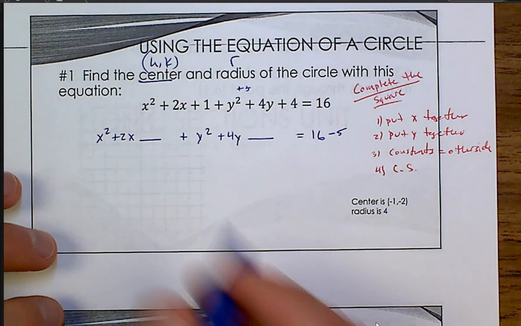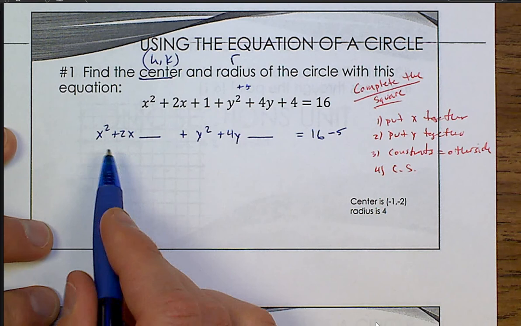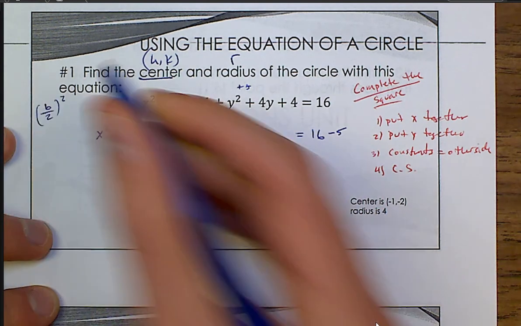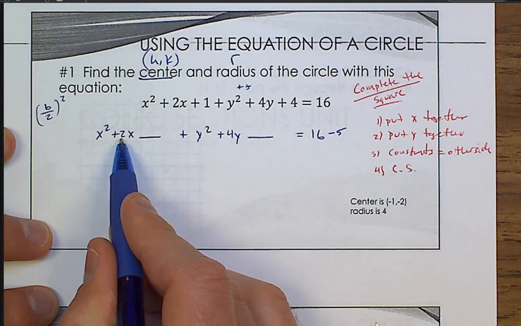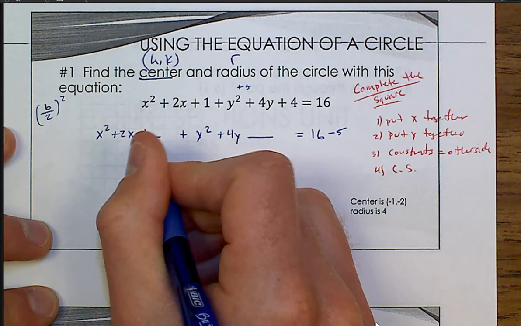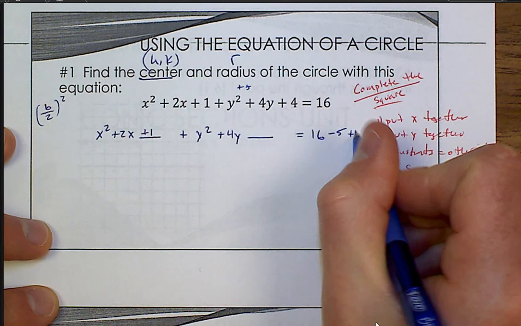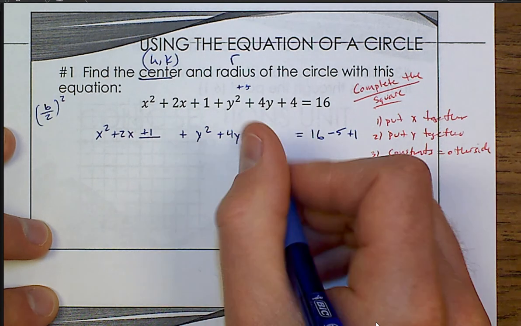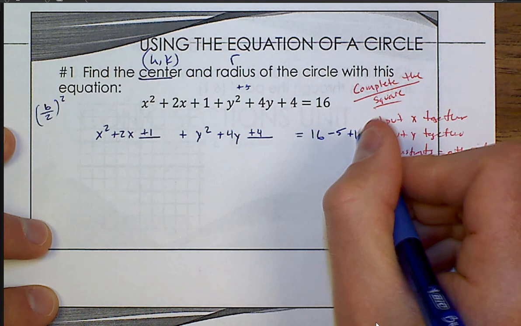So now let's complete the square. How do we do that? Well, half of b squared, right? We take our b value, we cut it in half, and we square it. That's how we complete the square. So half of 2 is 1. 1 squared is 1. So if I add 1 there, I've got to add 1 to the other side. Half of b squared for 4. Half of 4 is 2. 2 squared is 4. So I'm going to add 4 here. If I add 4, then I have to add 4 on this side.